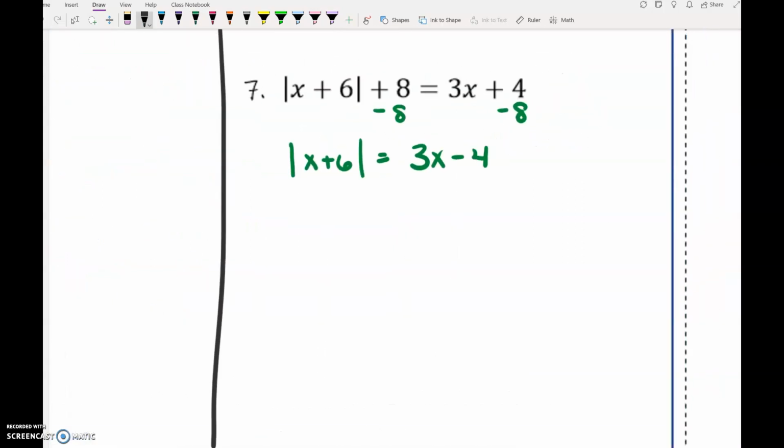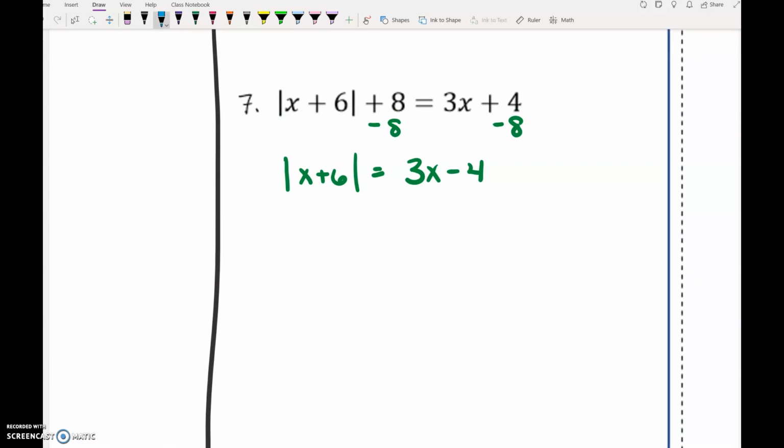All right. We need to set up and solve 2 equations. So our first equation, stuff equals 3x minus 4. You write it exactly as it is without the absolute value bars. The other equation, stuff equals, we need to take the opposite of the right side of that equation. You're taking the opposite of the side of the equation that doesn't have the absolute value bars. So negative 3x plus 4.